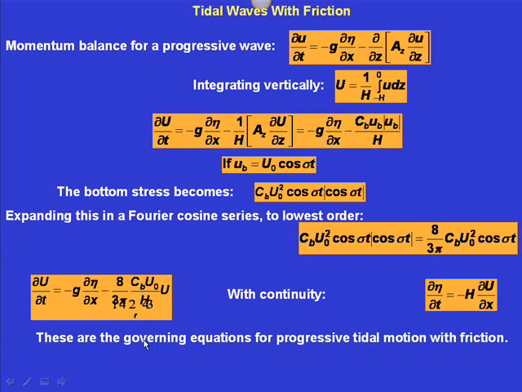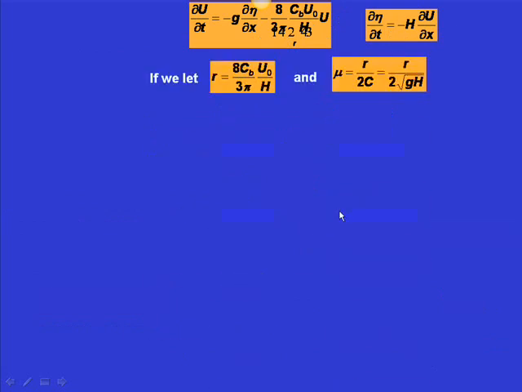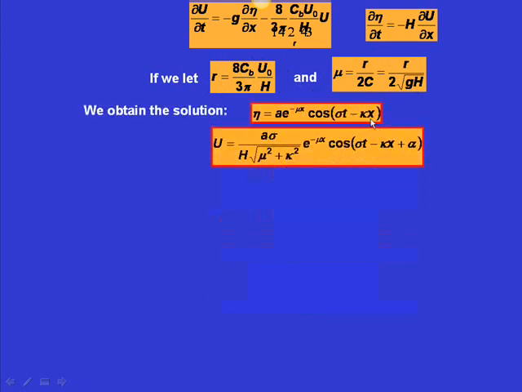So these are the governing equations for a progressive tidal motion with friction. So there they are again, momentum and continuity. And using R equals that, as defined before. And if we define a mu, which is a friction factor, that depends on this R divided by twice the square root of gh, then the solution for the amplitude of the oscillation is given by that. So it's the same as a plane wave, but it's modified by that exponential factor.